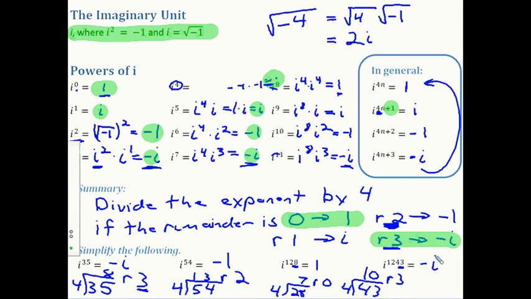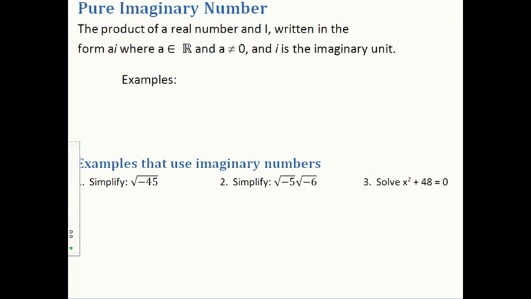So we should be able to simplify i to a power. The answer will always be either 1 or negative 1 or i or negative i. Now that we hopefully can do that pretty well, we're going to jump to this last slide here. So a pure imaginary number, this is the definition of a pure imaginary number. We don't really write capital I, we always use lowercase i.